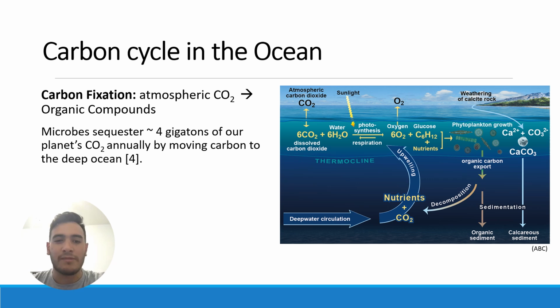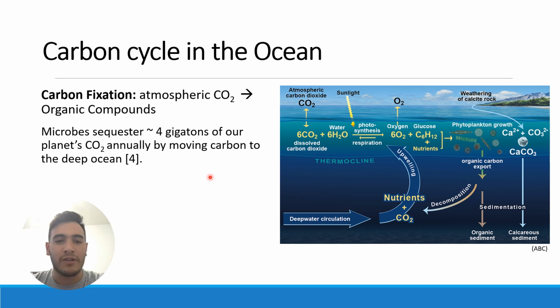Now let's focus on the carbon cycle in the ocean. To know the carbon cycle, you should know what carbon fixation is, which is the transformation of atmospheric CO2 to organic compounds. As you can see in this equation, it is the same reaction all plants use to transform carbon dioxide to organic compounds, which can be the roots or stem. And this same reaction is done by microbes.